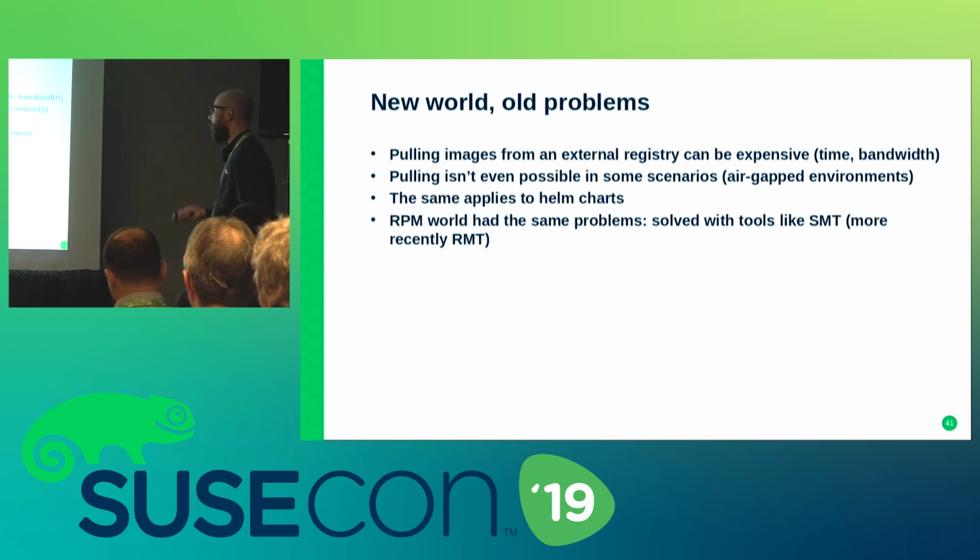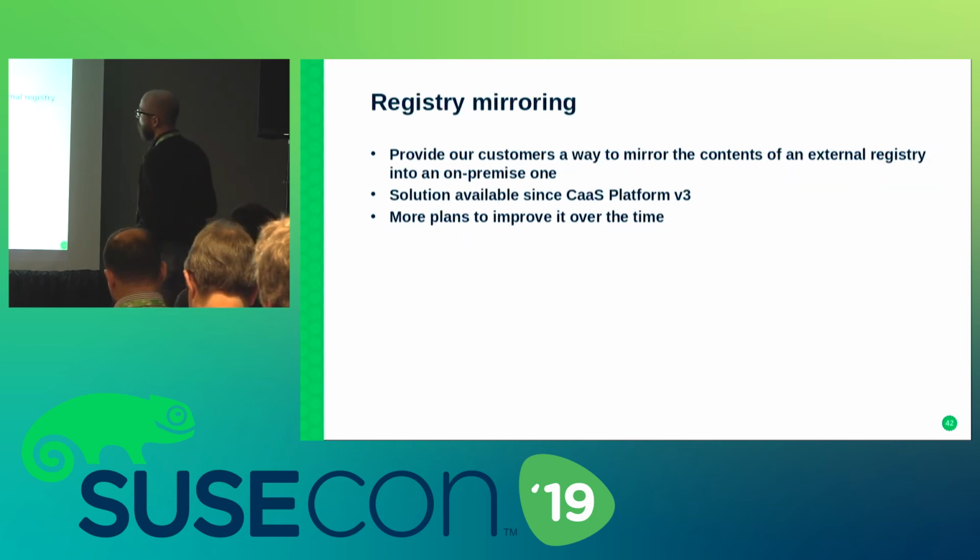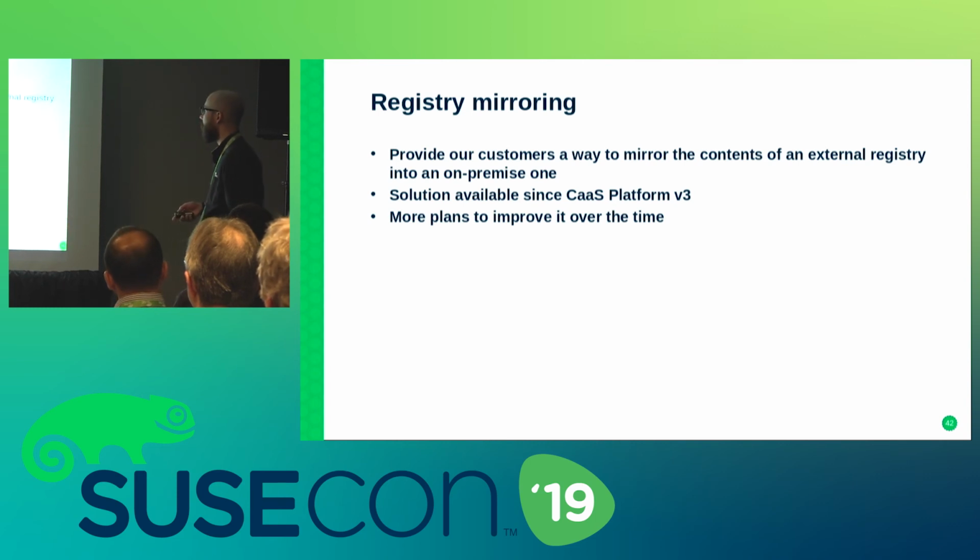So we worked on a solution for that called registry mirroring. It's available since CaaSP 3. It's something that is flexible and can also be used outside of it. We just did the first iteration of it, and we plan to extend it. All the information about it is inside of the SUSE CaaS Platform 3 manual. There is a section about that with all the steps that you have to follow.